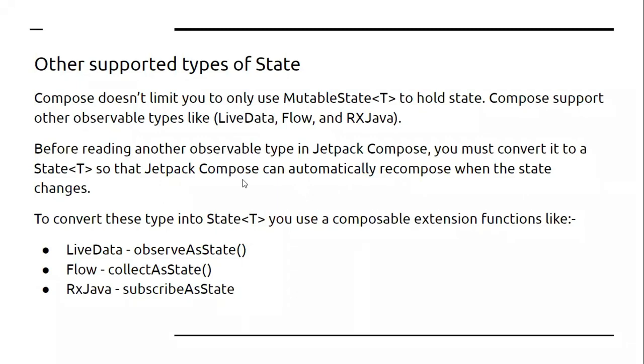We do that by calling extension functions. For LiveData, we will call observeAsState on that variable. Say we have a variable that is of type LiveData. To use that as our state, we'll have to call observeAsState, which will transform our LiveData to this type here, our state type.